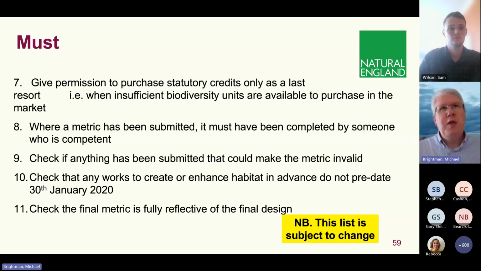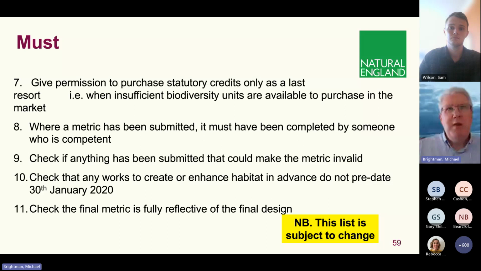Permission to purchase statutory credits must only be given by an LPA as a last resort. Where an LPA believes that sufficient units of the correct biodiversity type are available in the market, then you should refuse that request to purchase credits.